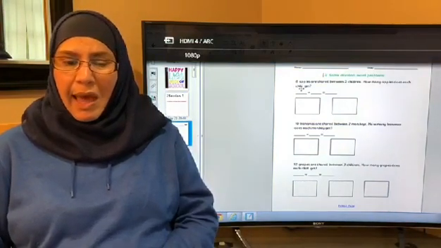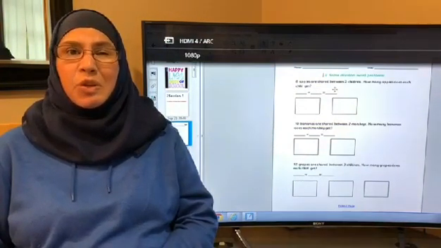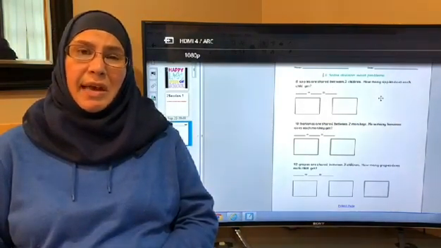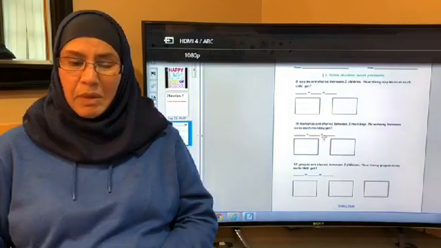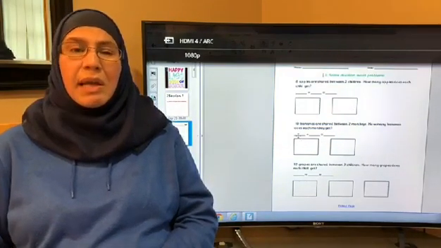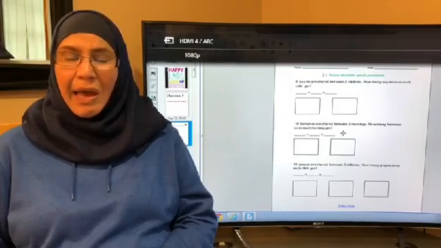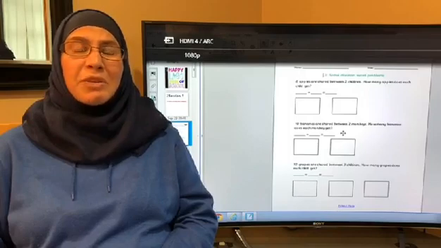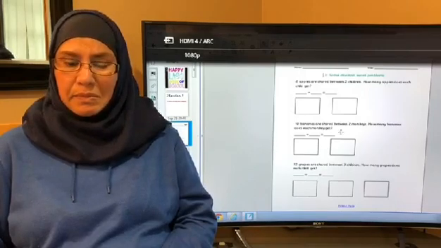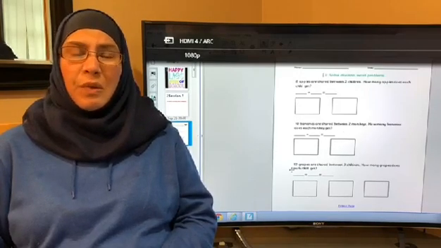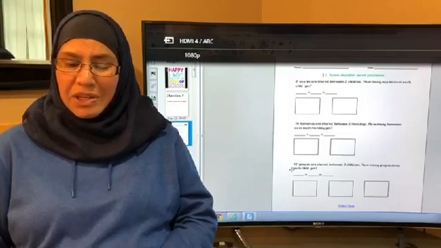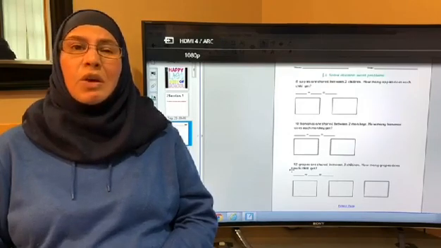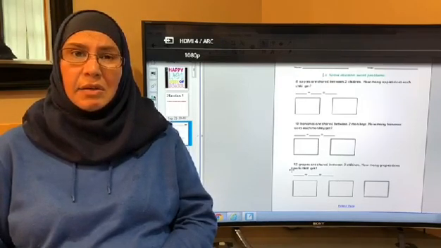Question 1. 8 apples are shared between 2 children. How many apples does each child get? Question 2. 10 bananas are shared between 2 monkeys. How many bananas does each monkey get? Question 3. 12 grapes are shared between 3 children. How many grapes does each child get?